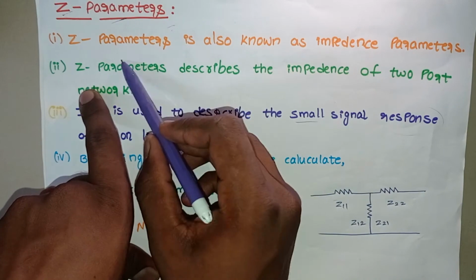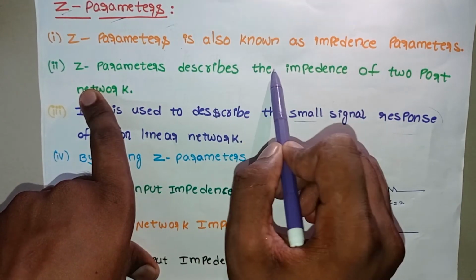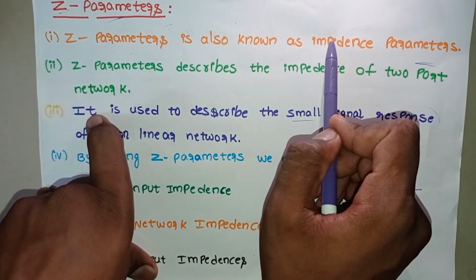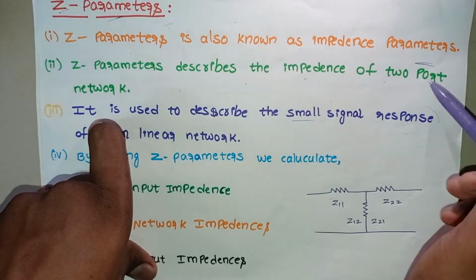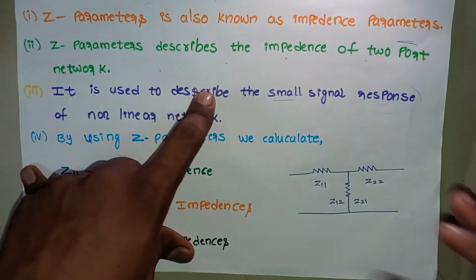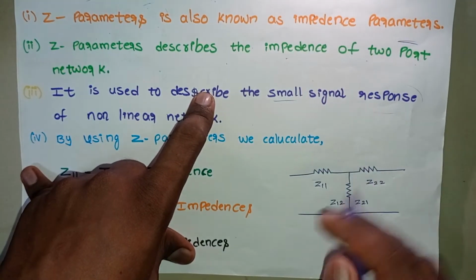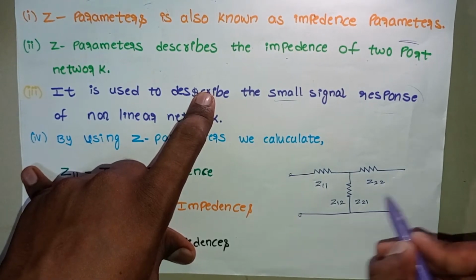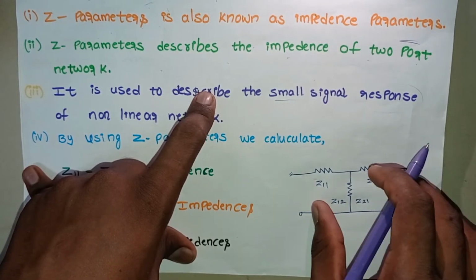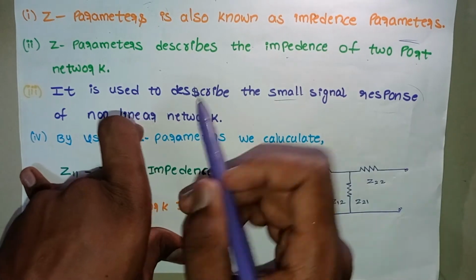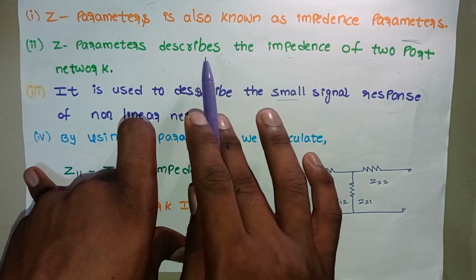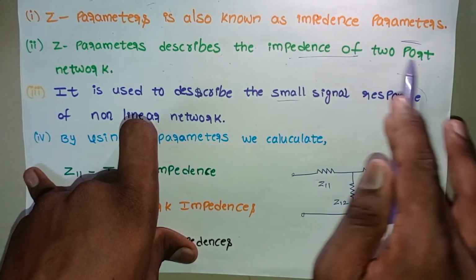Here let's see the line. Z parameter is also known as impedance parameters. As we already discussed, Z parameter describes the impedance of a two port network. We already know what a two port network is. Two port network means there are two ports, that means two ends. In two ends we are applying voltages, and that type of network is known as a two port network. The Z parameters are used to calculate the impedance of the two port network.